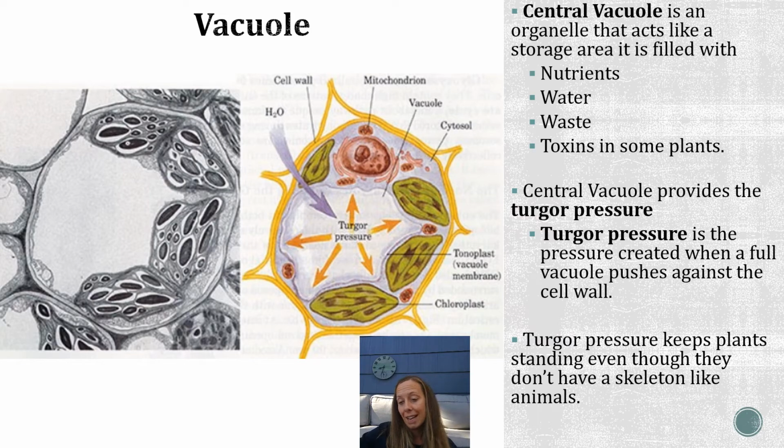And turgor pressure, like I said earlier, is what keeps plants standing up. Okay, it's what provides the support because they don't have skeletons like humans do.